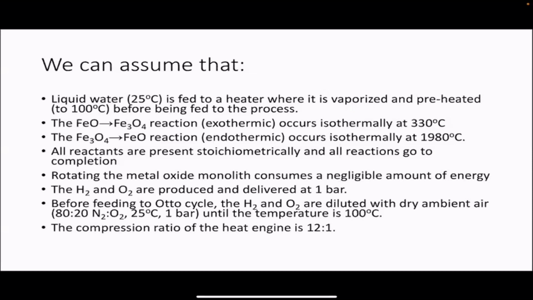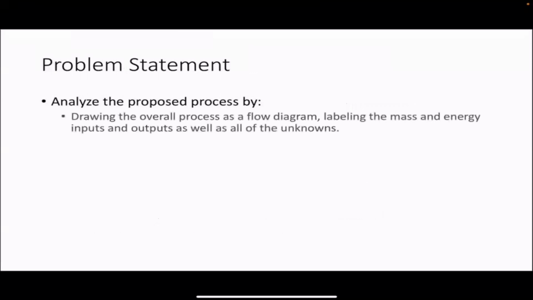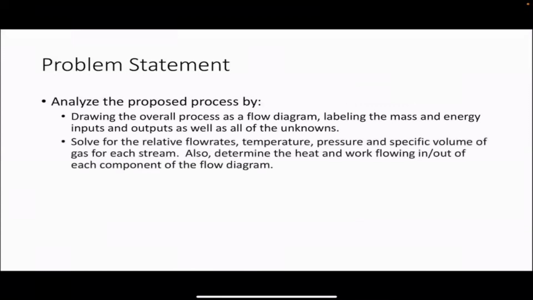And now we're going to systematically start to analyze this process, this combined cycle. The first thing that we're going to do together is draw a process flow diagram and label the mass and energy inputs and outputs and all of the unknowns. It's a lot. It is. Then we are going to step through solving the flow rates, temperature, pressure, and specific volume of gases or other components in each stream. And we're also going to determine the heat and work that are flowing in and out of every component in our flow diagram.